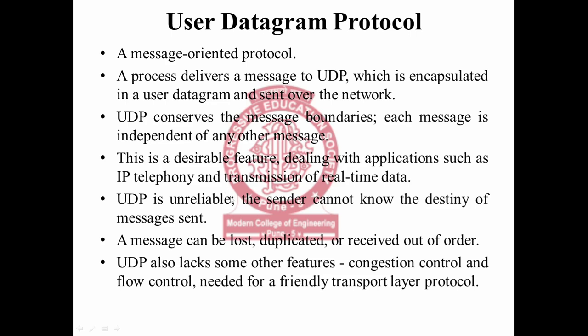UDP is unreliable, as I said, the sender is not aware of the destiny of the message. A message can be lost, it can be duplicated, or received out of order. So UDP has some lacuna in terms of congestion control and flow control. Some limitations are there in UDP.